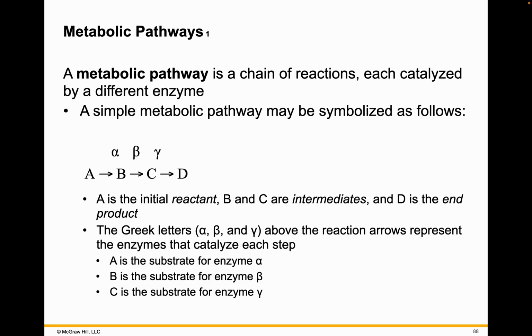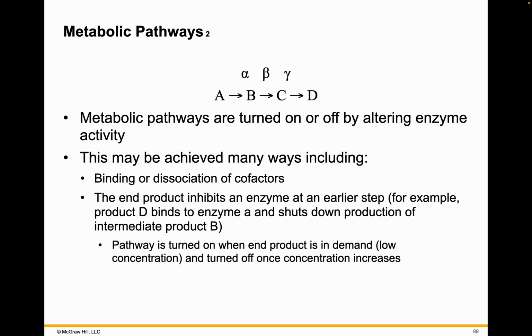Those enzymes are involved in metabolic pathways, which are a chain of reactions. Each step in the chain is catalyzed by a different enzyme. So here we have alpha, beta, gamma. Alpha is the enzyme to change A to B, beta changes B to C, and gamma changes C to D. Those metabolic pathways are turned on and off by affecting the enzyme activity. That could be the binding or dissociation of cofactors. It could be the buildup of products. And it could be turned on and off by genetic means.